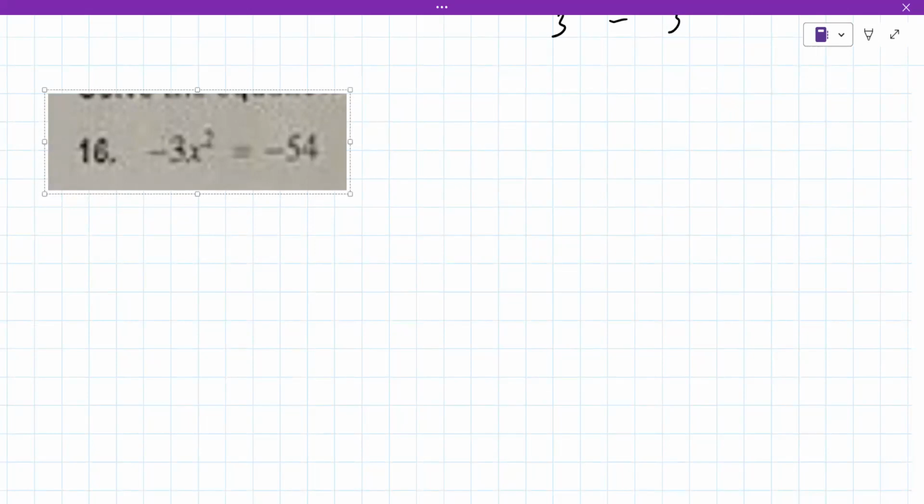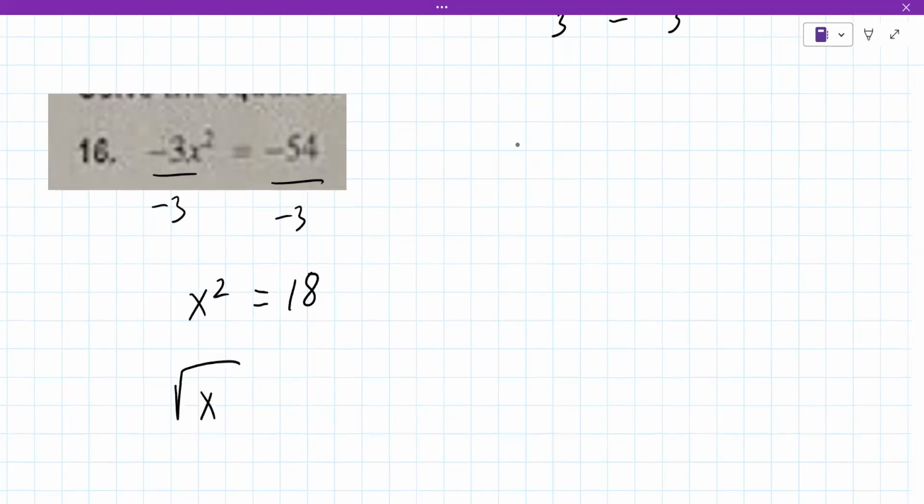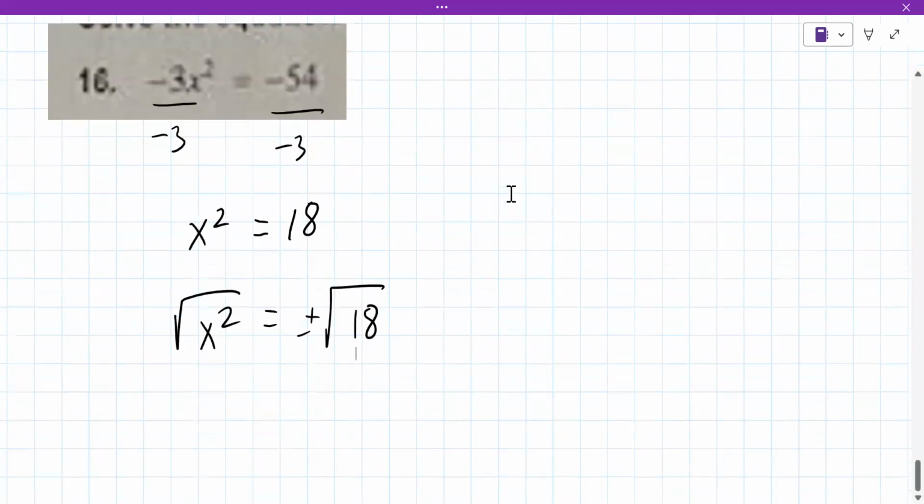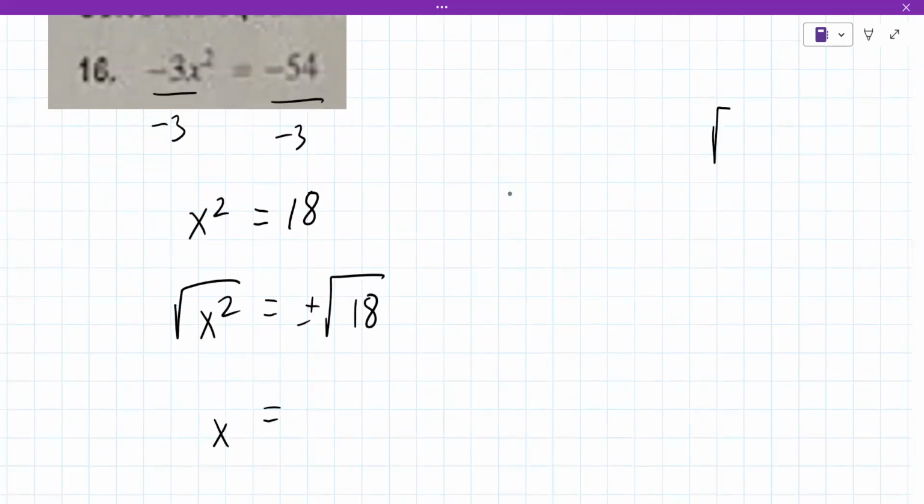It's solving for x squared. So you can divide both sides by -3. So x squared equals 27. I'm sorry. Wow, that's really bad. That's 18. So to solve this, you take the square root of both sides. And now, kind of like the last problem, you have to reduce the square root of 18.